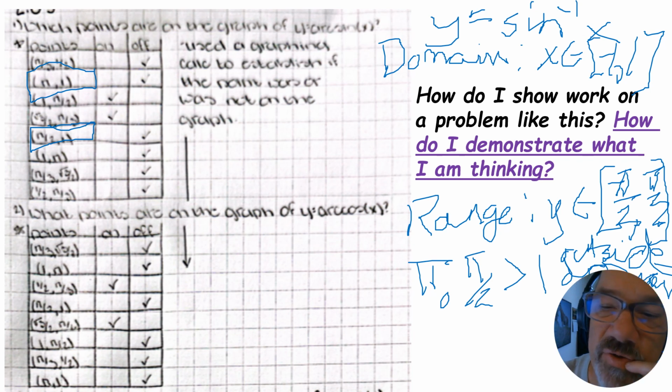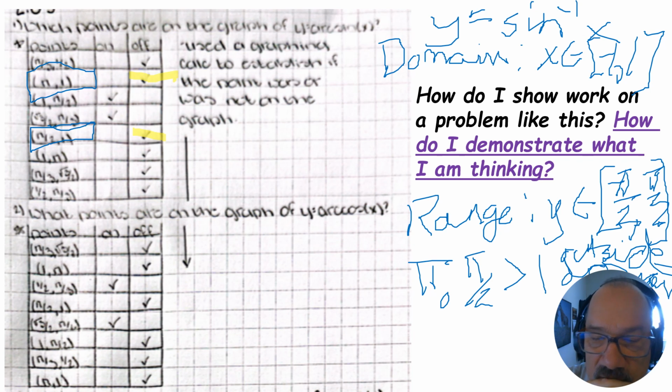Now, pi over 2 is about 3.14 over 2, or about 3 halves, or 1.57 if you wish. And so that's obviously bigger than 1, so it's outside the domain. So now we have solved those two. We know this one and why those are correct.